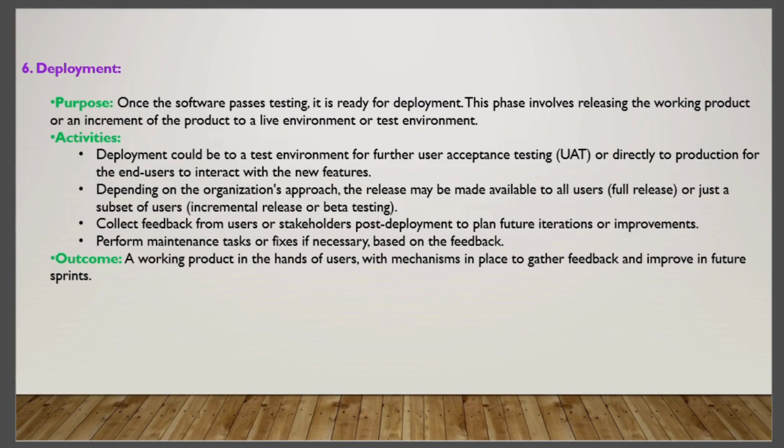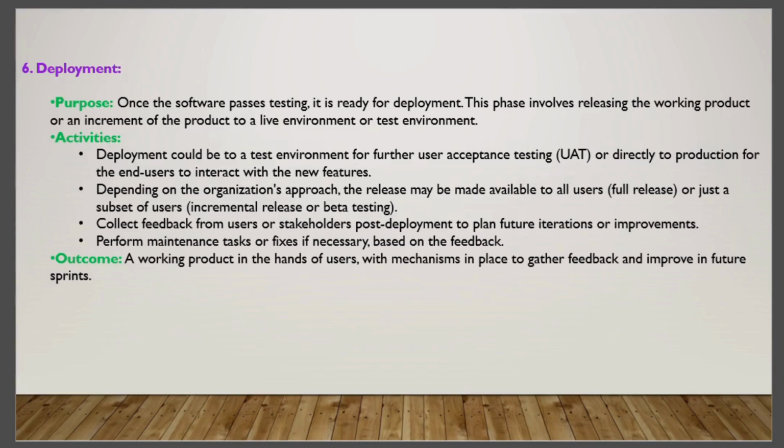This phase involves releasing the working product or an increment of the product to a live environment or test environment. Then see the activities in deployment. Deployment could be to a test environment for further user acceptance testing, UAT, or directly to production for the end users to interact with the new features. Depending on the organization's approach, the release may be made available to all users or just a subset of users, incremental release or beta testing.